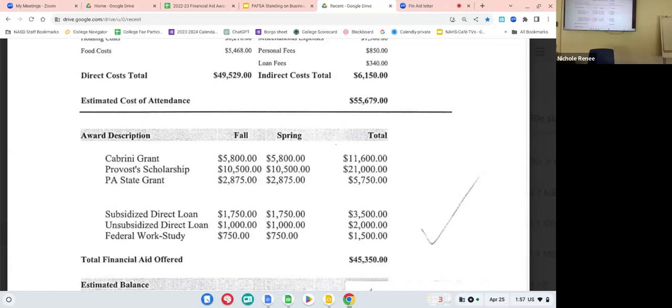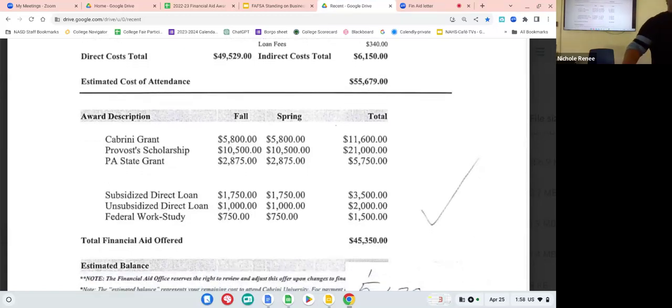Pell Grant is missing. State grant is on there. So it's either missing because there was an error or the student probably forgot to put it on their FAFSA too. Okay, so if you get an award letter and it has nothing on it except pay all this, you probably didn't put it on your FAFSA. Just put it on there and they'll find that in 3 days.